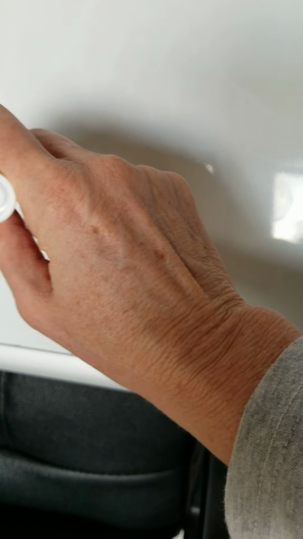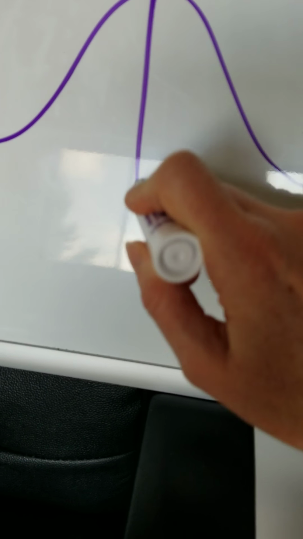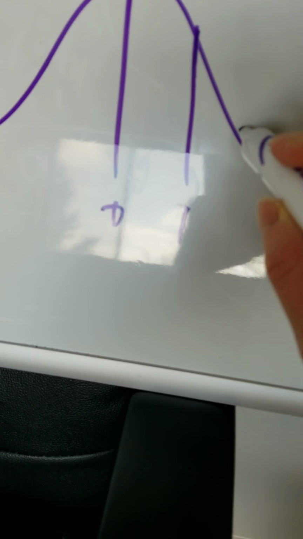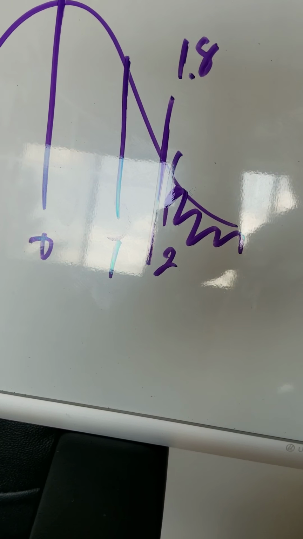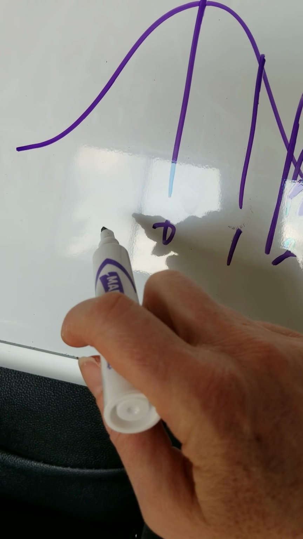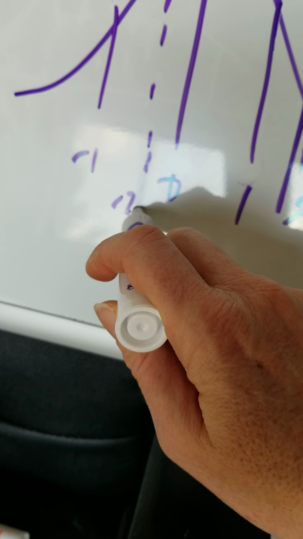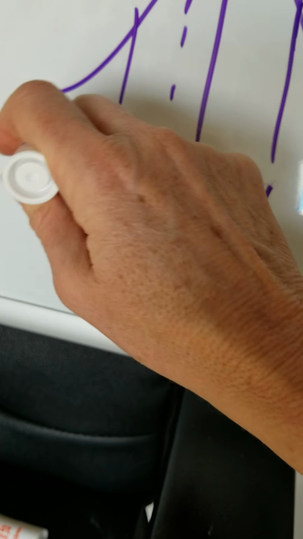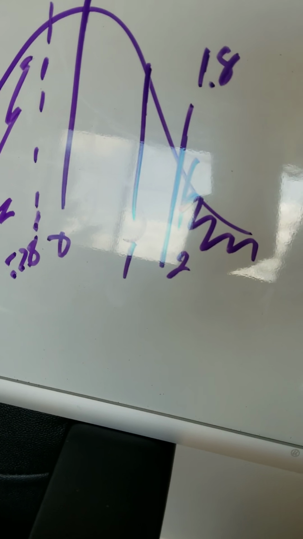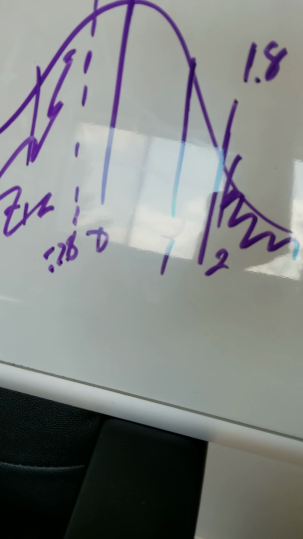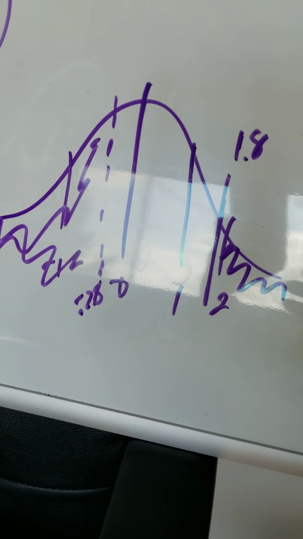So if you look at the graph, think about what the graph's doing. Here's 0, here's 1, here's 2. So the first one was 1.8. So above that was about 3%. And then the next one was negative 0.28. Well, here's negative 1. So negative 0.28 is like right about here. So all of this below here is about, what did we say, 38%. Okay? All right, that's using the calculator.